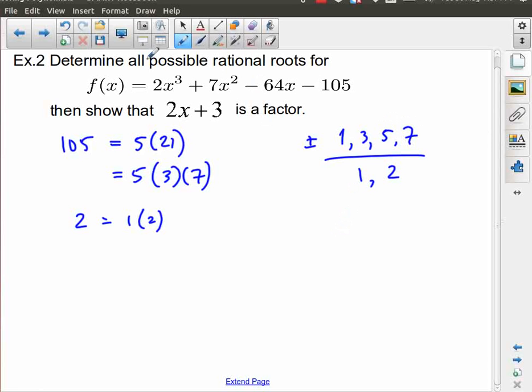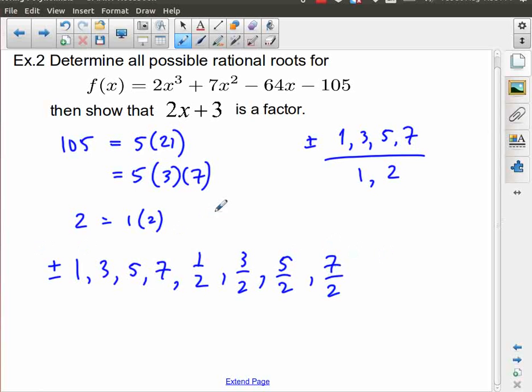Okay, now this one doesn't ask you to do, it wants you to actually show that 2x plus 3 is a factor. So what does this tell me for all my possible roots? Now, I'm not going to write out the positives and the negatives here. I'm just going to say plus or minus. So it's plus or minus 1 over 1, which is just 1. 3 over 1, which is 3. 5 over 1, which is 5. 7 over 1, which is 7. Or 1 over 2. 3 over 2. 5 over 2. Or 7 over 2.